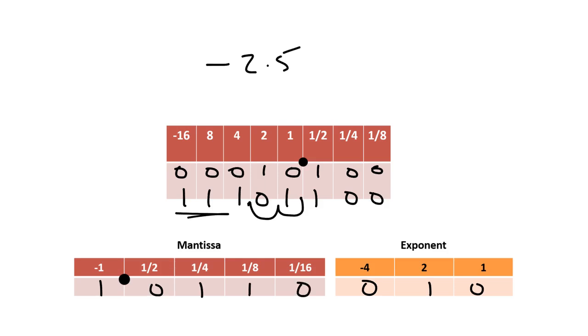Okay, let's run that back through. So we've got 2 in the exponent, which would mean that we'd be moving our binary point 1, 2 places there. If we did that, this would be worth a half, this would be worth 1, this would be worth 2, and this is minus 4. So we've got minus 4 plus 1 is minus 3, plus a half is minus 2.5.